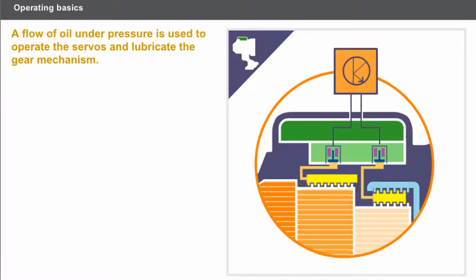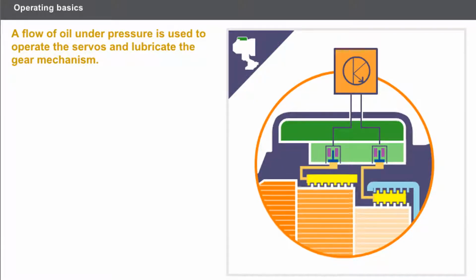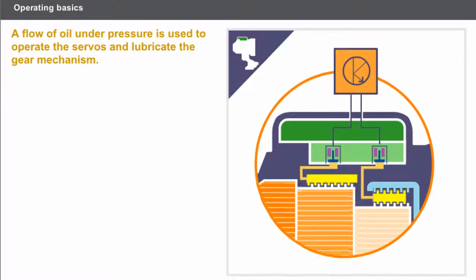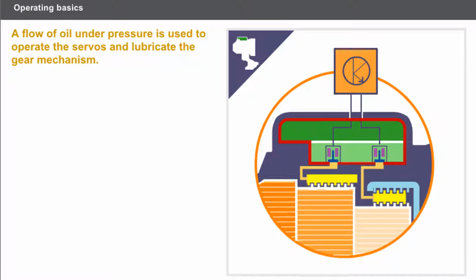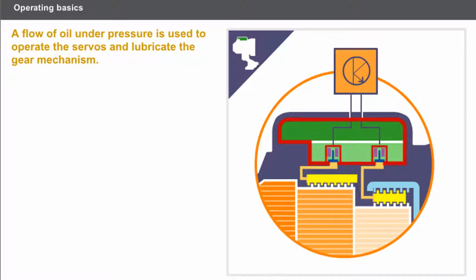A flow of oil under pressure, called line pressure, is used to operate the servos and lubricate the gear mechanism. The hydraulic distributor controls the line pressure to the servos by means of valves and solenoid valves.